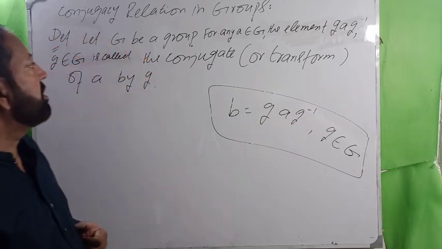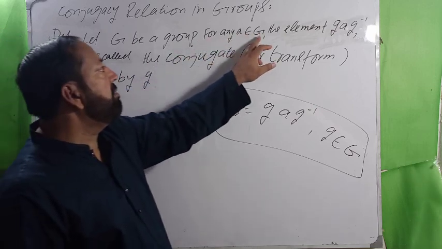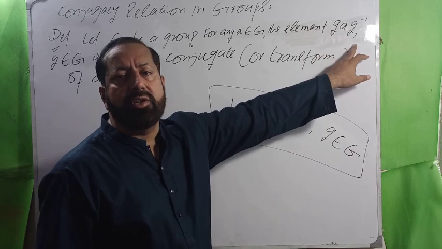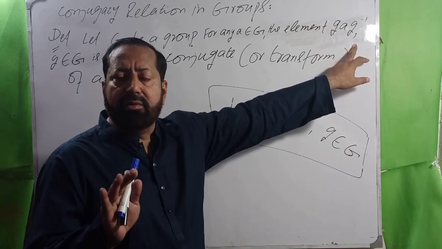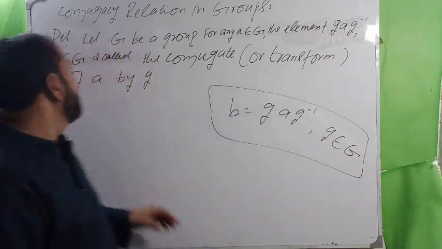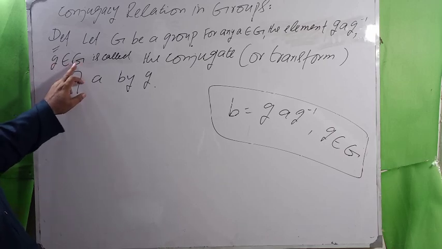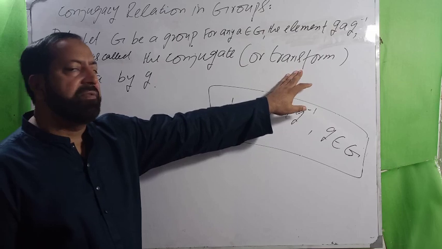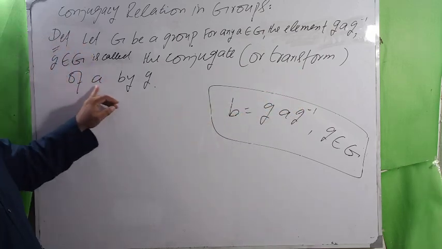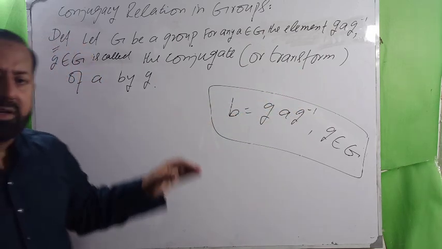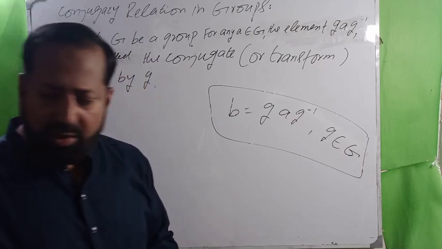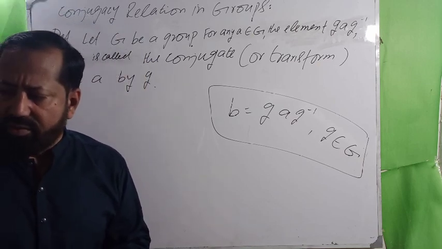Okay, so what is the definition? For any a belonging to G, the element g a g inverse, remember this is also an element of G, for some g belonging to G, is called the conjugate or transform of a by g. This is called the conjugate element of a, or the transform of a by g.